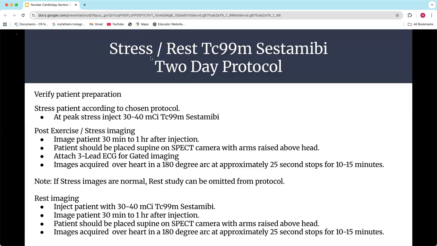Now, this protocol, when it was first brought forward, was exactly like thallium. The question is, if stress images are normal, then we can omit the rest, okay? We pull up a patient, it looks good, let the patient go. This reduces the time the patient has to be there. It also reduces the patient dose because they don't have to have a second injection, and just kind of made everything hunky-dory. But that's if you didn't have a defect, right?